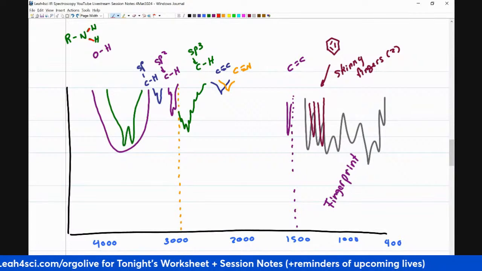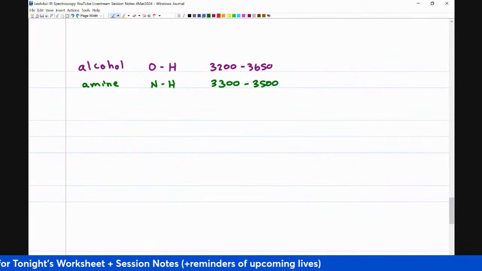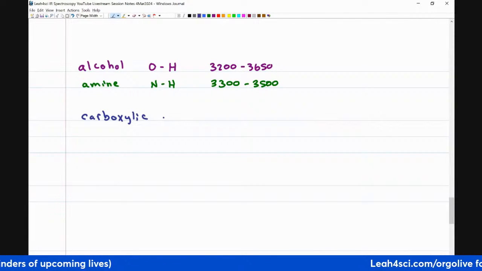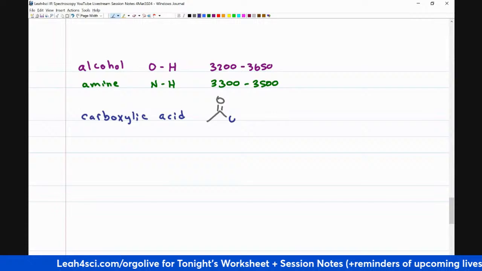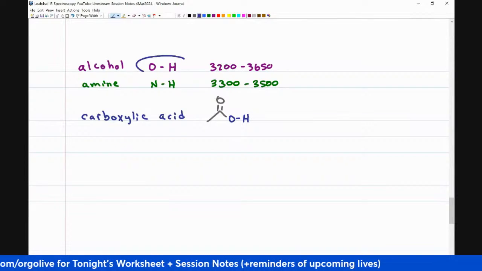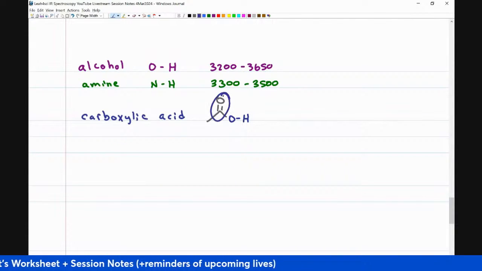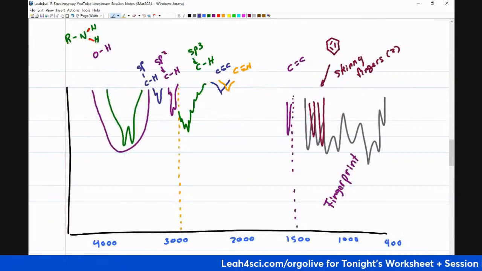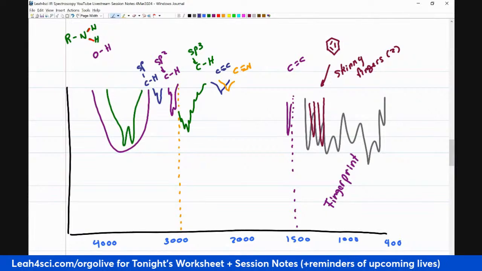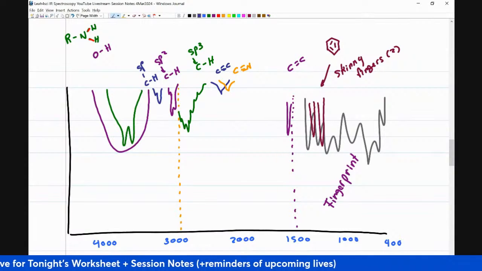Another one that shows up here is also an OH, but this one is a carboxylic acid. And specifically, we're looking at the bond between this O to this H here. So it's very different from the alcohol because the carbonyl is nearby, and having that carbonyl also absorbing energy nearby is going to completely change the shape. And so a carboxylic acid is going to look almost like an amine and an alcohol put together.